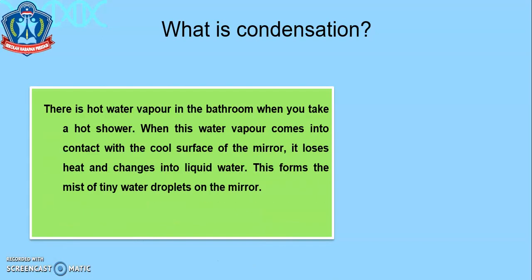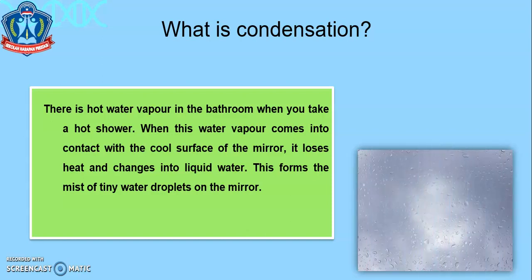Moving on, there is hot water vapor in the bathroom when you take a hot shower. When this water vapor comes into contact with the cool surface of the mirror, it loses heat and changes into liquid water. This forms the mist of tiny water droplets on the mirror. Look at the picture here. I'm sure everybody can relate.